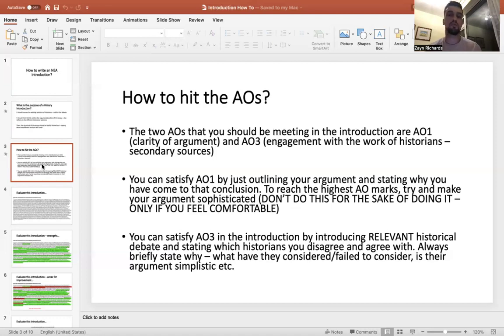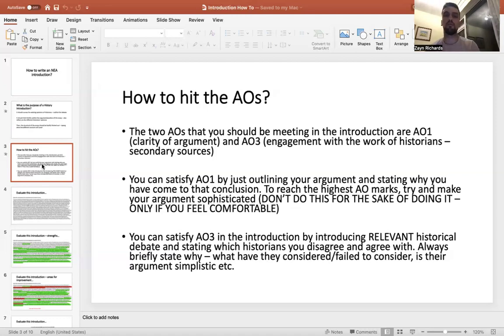Now, I put there, don't do this for the sake of doing it, all right? You can still get the highest bracket of AO1 marks without that level of sophistication. If you're trying to target full marks, that really high A star, then it does give your essay a bit of a bump if you have a more sophisticated argument, okay? So that's just how you can approach that.